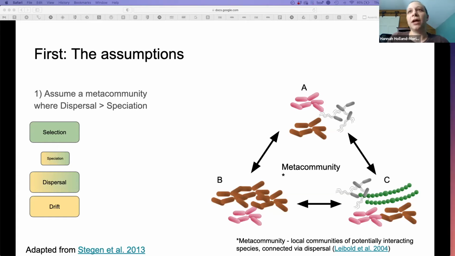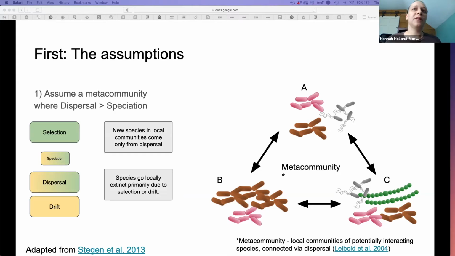A metacommunity is simply a collection of communities in a region that can exchange species through dispersal. You assume a metacommunity where dispersal is much greater than speciation. Next slide, please. This means that new species in the local community come from dispersal rather than speciation, and that species go locally extinct primarily due to selection and drift. Obviously, this is a big assumption, and I think it's a great opportunity for us to test and ask questions about whether this is true. But it does lead to the fact that now we are distinguishing between 3 of the 4 rather than 4: selection, dispersal, and drift.